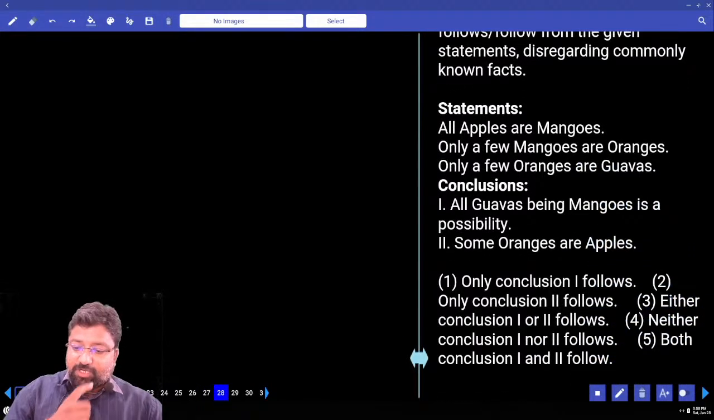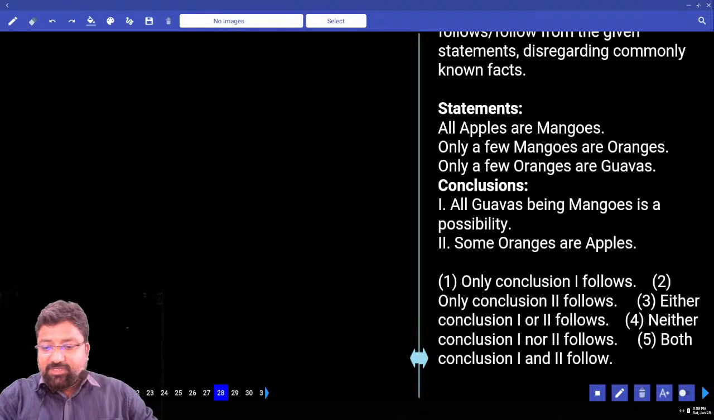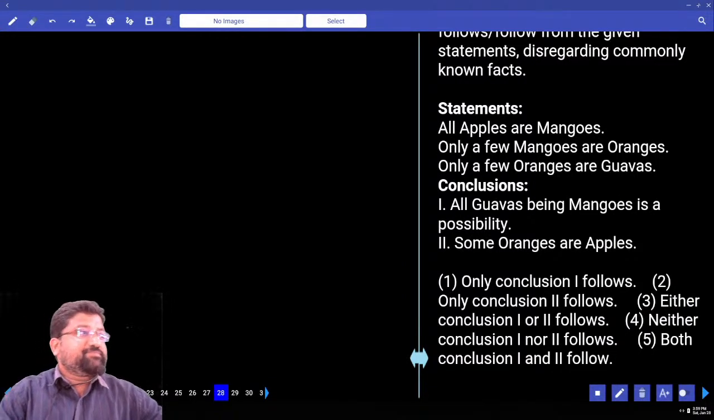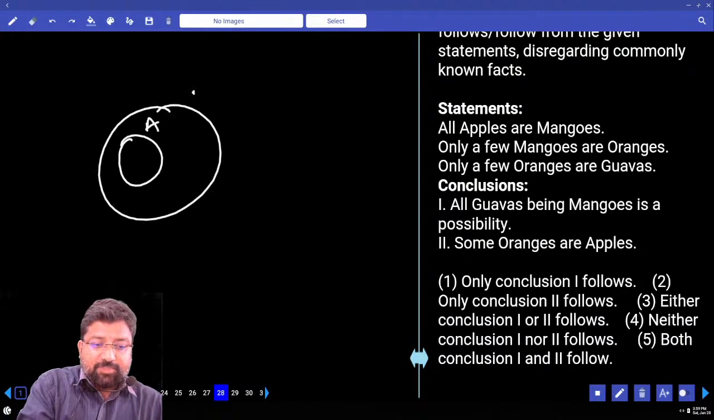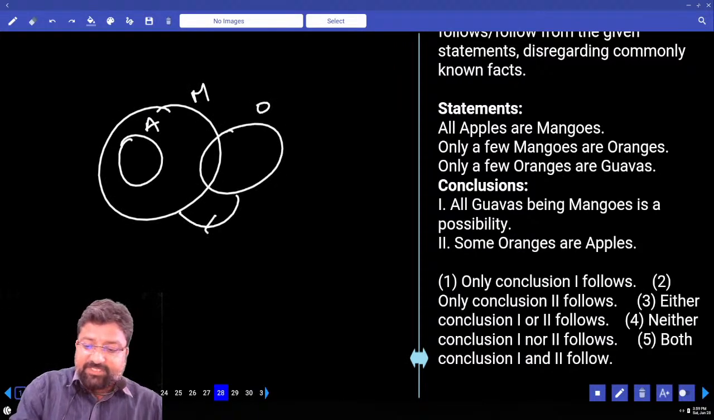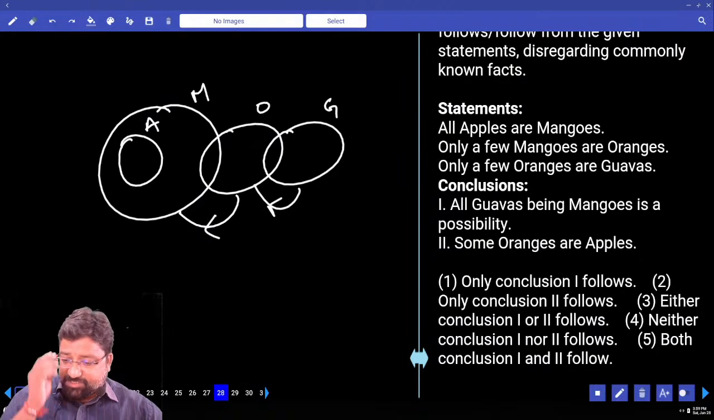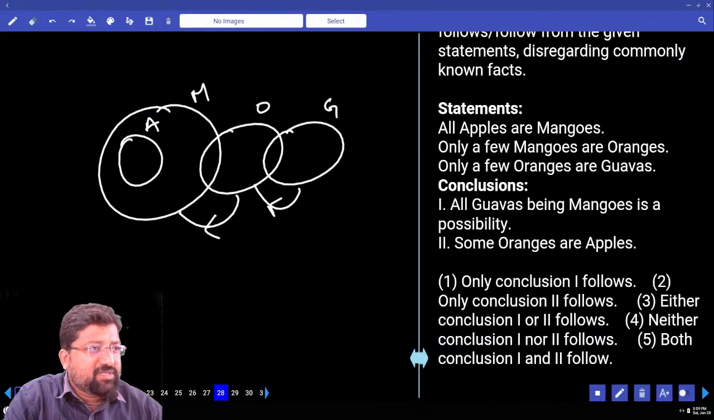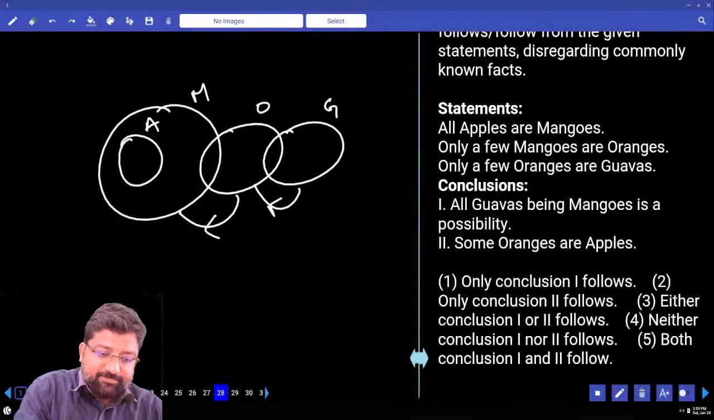This is a question here on syllogisms. Let me try to solve this question on syllogisms. What's happening here? All apples are mangoes. Only a few mangoes are oranges. Only a few oranges are guavas. Arrow mark from B to A. First, all guavas being mangoes is a possibility. Can I take all the guavas inside mangoes? Yes, no problem at all. I'll put them somewhere here in the corner.